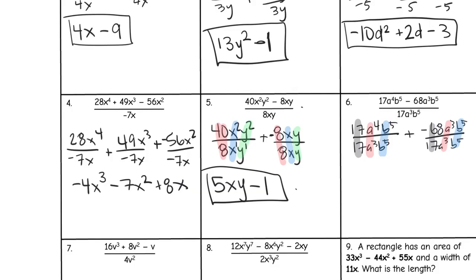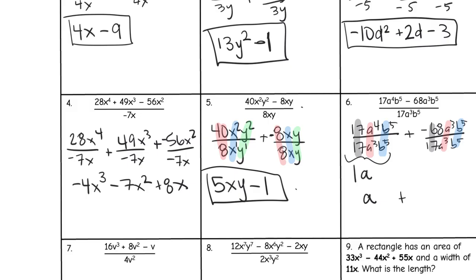So 17 divided by 17 is just 1, which I don't have to write, but I'll write it just for fun. And then I'll have a to the fourth divided by a to the third. That will be 4 minus 3, which will give me a to the 1. So I'm not going to write the 1 because it won't change the value. And then b to the fifth divided by b to the fifth, 5 minus 5 is just 0. So b to the 0 is just 1, so I don't have to write it. So this whole term ends up just being a.